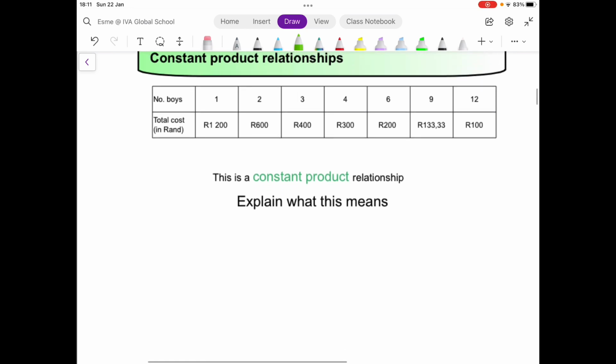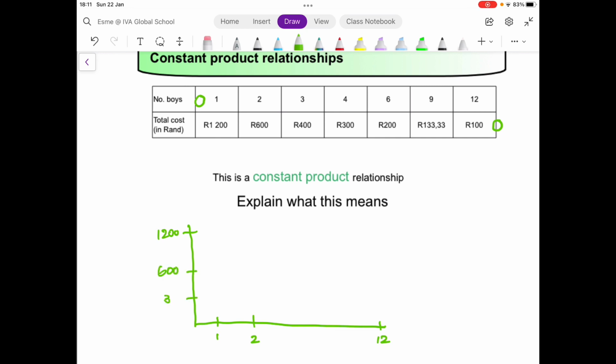I'm going to explain to you now why we can't have a 0 there and we can't have a 0 there. So what does this graph look like? If I plot this graph, I've got 1 boy to right up to 12, and I've got 1,200 Rand. This would be 600, 300, and so on. So 1 boy must pay 1,200 Rand. 2 boys must pay 600 Rand. 4 boys must pay 300 Rand. So basically, my graph is going to look like that.